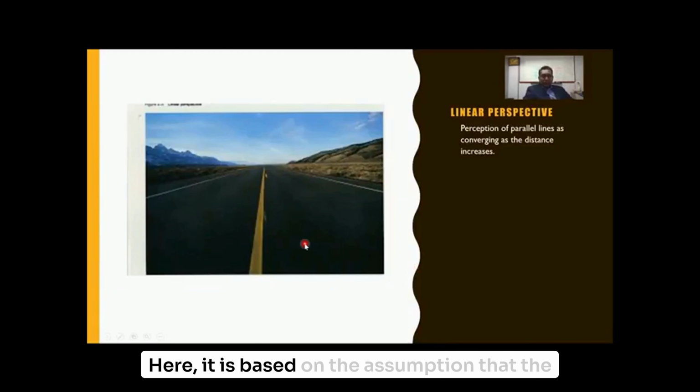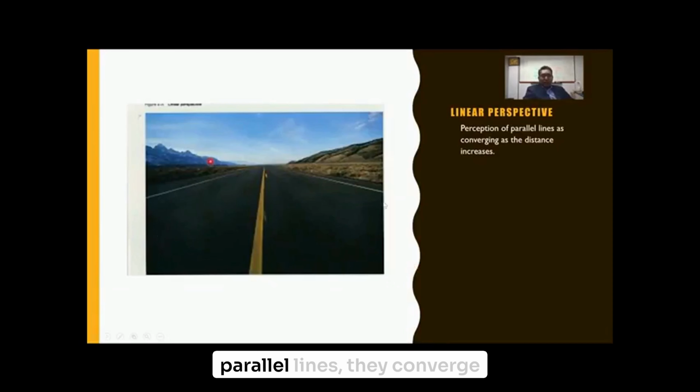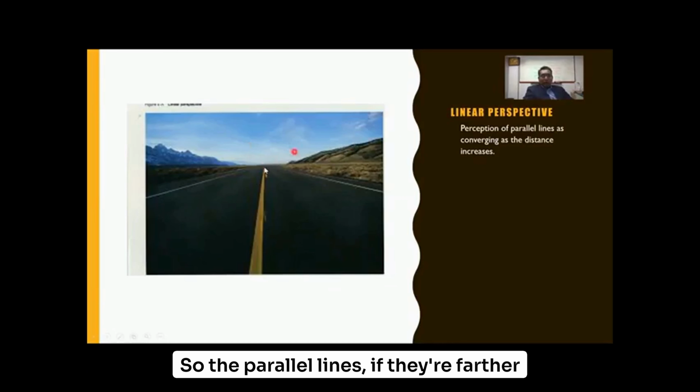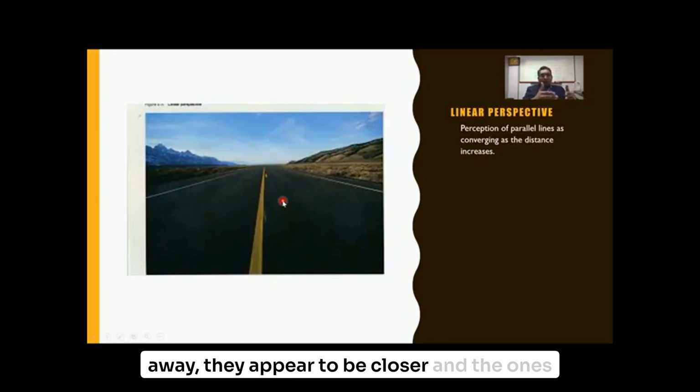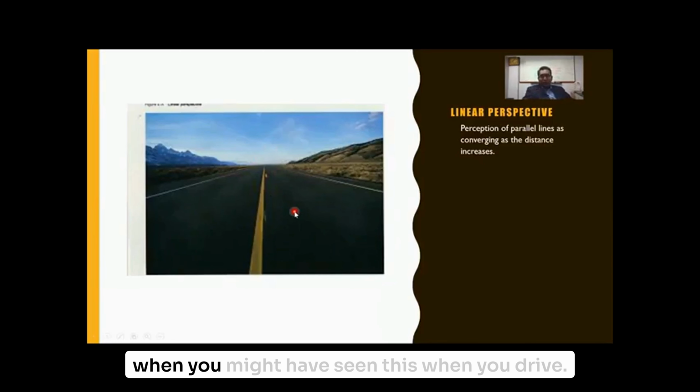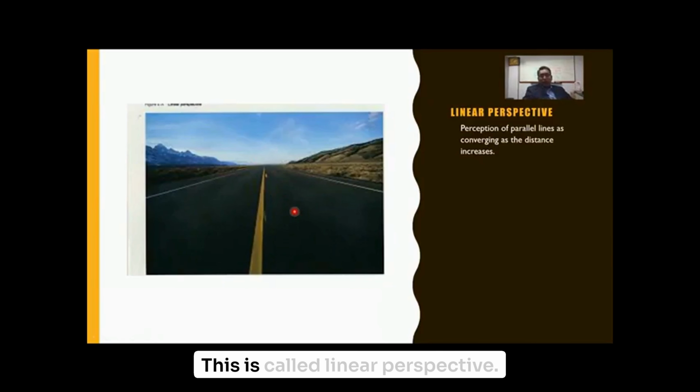Here, it is based on the assumption that parallel lines converge as the lines move away from us. So parallel lines that are farther away appear to be closer together, and the ones that are closer to us appear to be farther apart. This is how we determine distance, and you might have seen this when you drive. This is called linear perspective.